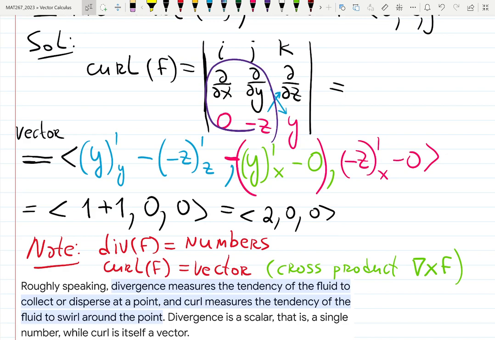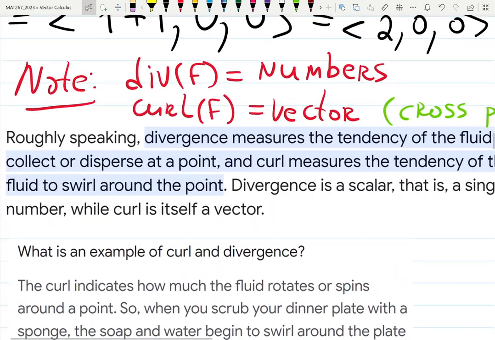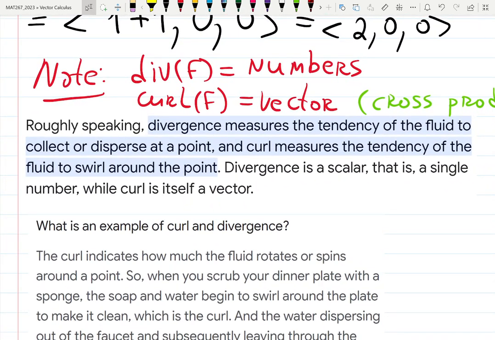So now I'll show you. It's really cool. I was checking my notes yesterday, and I decided to add some explanation. What is a curl and divergence from a physics point of view? So many people here do physics, or at least like physics. Roughly speaking, divergence measures the tendency of the fluid to collect or disperse at the point. That's divergence. Collect or disperse. While a curl measures the tendency of the fluid to swirl around the point. Isn't it awesome? Divergence is a scalar, a single number, and the curl is a vector.